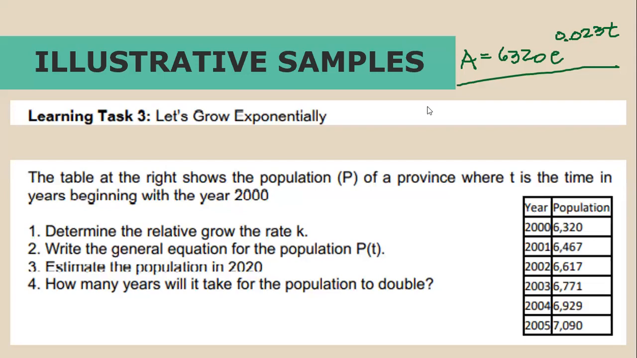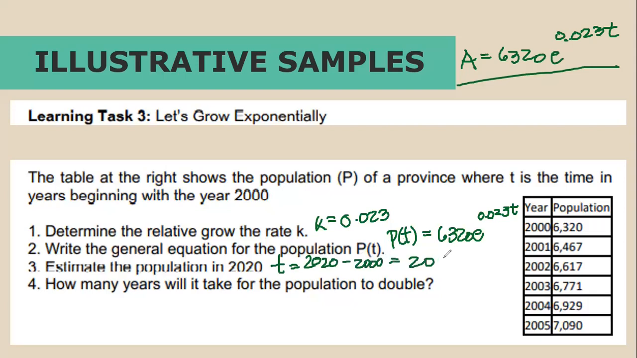Okay, so ito na rin pala yung ating sagot sa number 2. So ang tanong sa number 2, general equation daw for the population P of T. Okay, so P of T pala yung ginamit. So palitan ko lang: P of T is equal to 6,320 e raised to 0.023T. Okay, so dito relative growth is K, 0.023. So estimate the population in 2020 daw. So 2020, ang initial mong year ay 2,000. So minus mo lang yon para makuha mo yung T. 2020 minus 2,000 and we get 20 years. Okay, so substitute mo lang sa ating formula and we will have an answer.